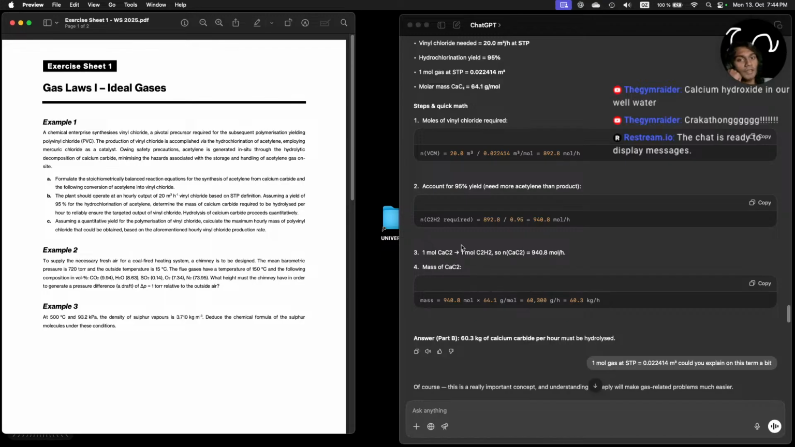Calcium hydroxide is in our well water. Okay. Why would you say that calcium hydroxide is in our well water? Is it used as a cleaning agent?